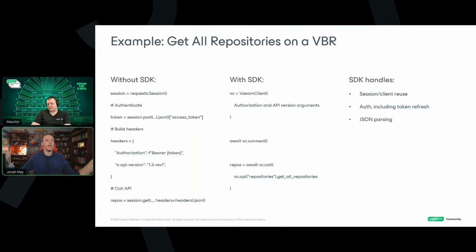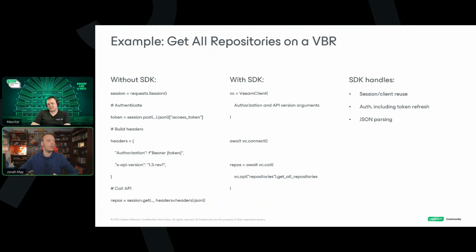Versus with the SDK, you can see there's a Veeam client. You give it a couple of arguments like what API version, what's my username, password, or API token, depending on the platform. You open the connection, you await whatever calls you want, and you immediately pipe it back to an object. Like you can see there's a repos object. And then you can either reuse that connection across other functions, or you can close the connection and reopen it later. But as I said earlier, the SDK gives you easy session and client reuse.